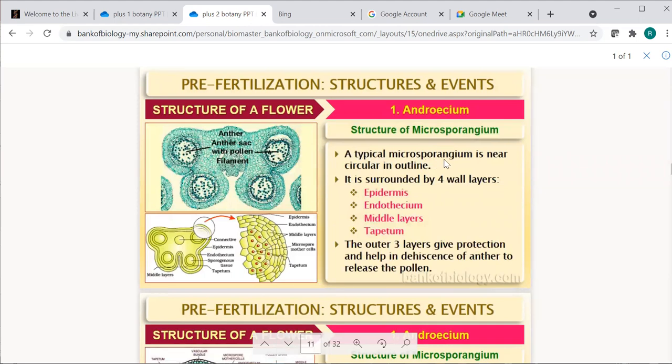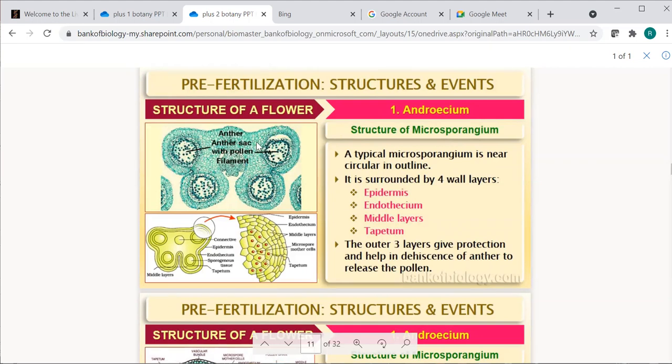So a typical microsporangia is near circular in outline. It is surrounded by 4 wall layers. So ये anther है, ठीक है? We are talking about anther. Anther has 4 microsporangium. 1, 2, 3, 4.